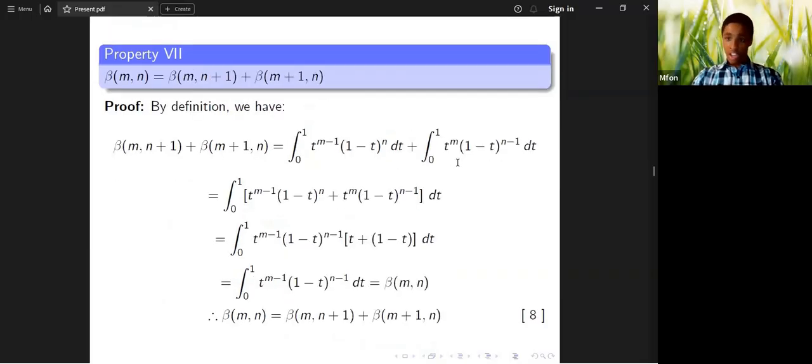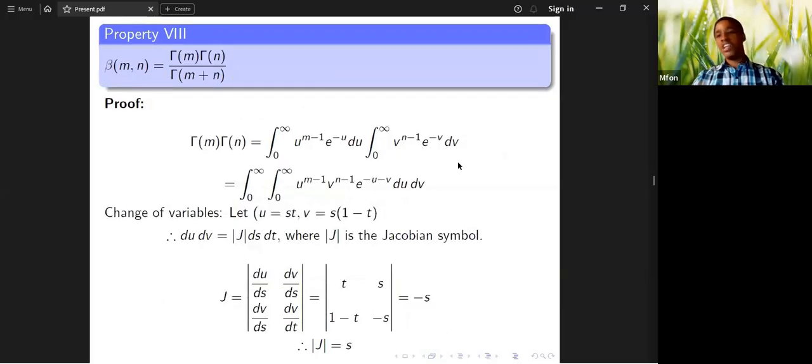The seventh property we're looking at is the summation of beta functions to give the original beta function itself. So you know that beta of m, n plus 1 plus beta of m plus 1, n has to equal the original beta function, which is beta of m, n. The proof here is just through the definition of each of them. When you add them together, you get that it's actually true. The next property is the relationship between the gamma and the beta functions.